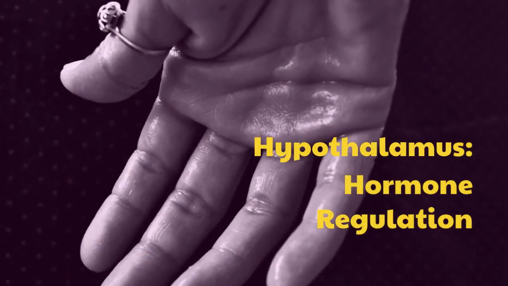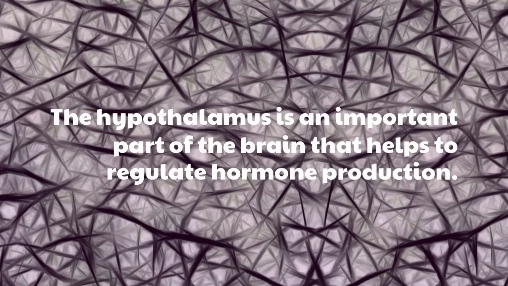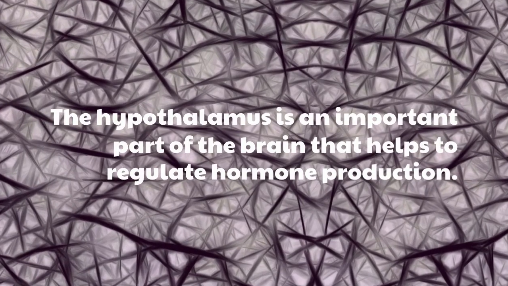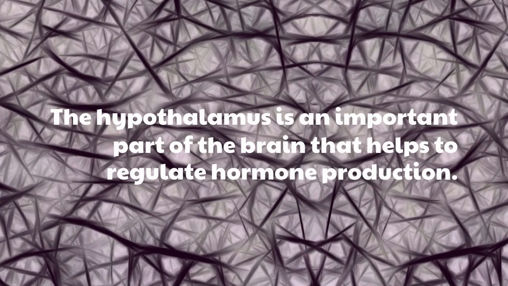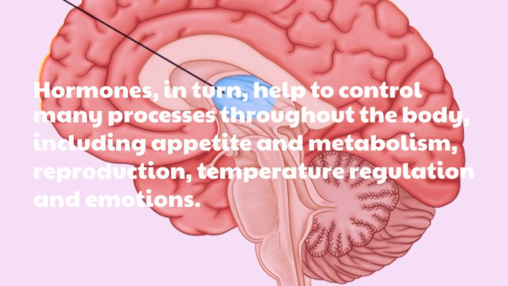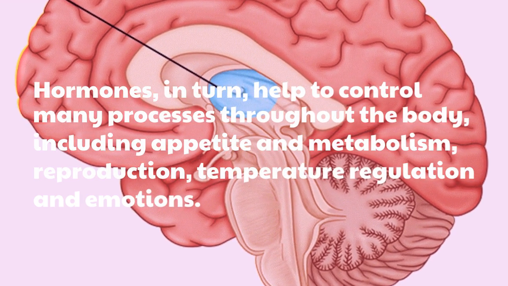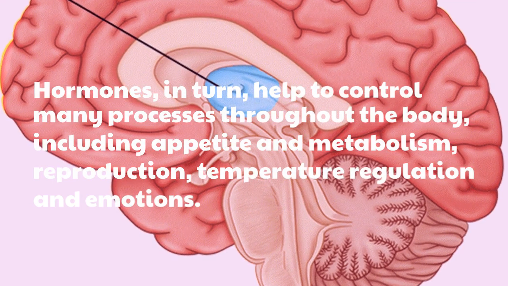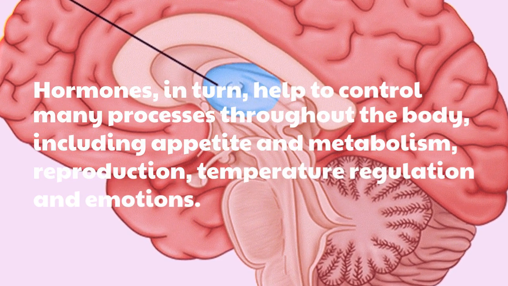Hypothalamus, hormone regulation. The hypothalamus is an important part of the brain that helps to regulate hormone production. Hormones, in turn, help to control many processes throughout the body, including appetite and metabolism, reproduction, temperature regulation, and emotions.